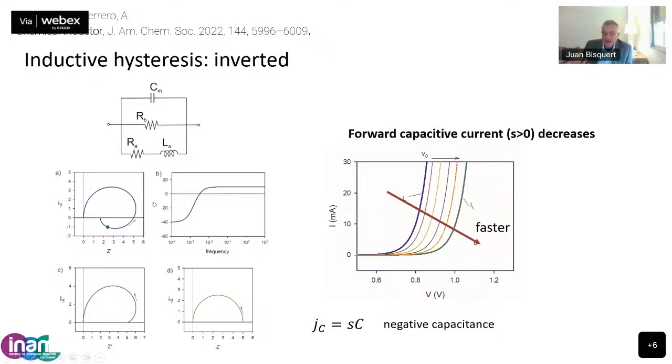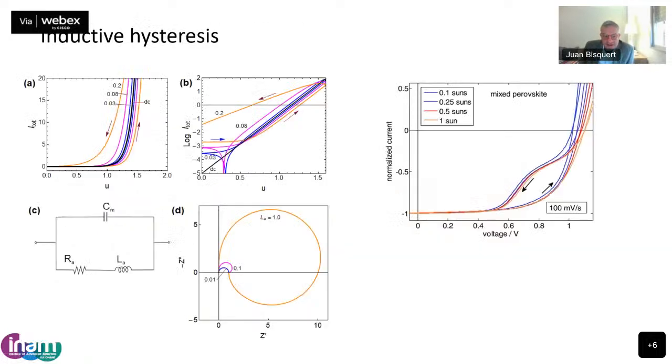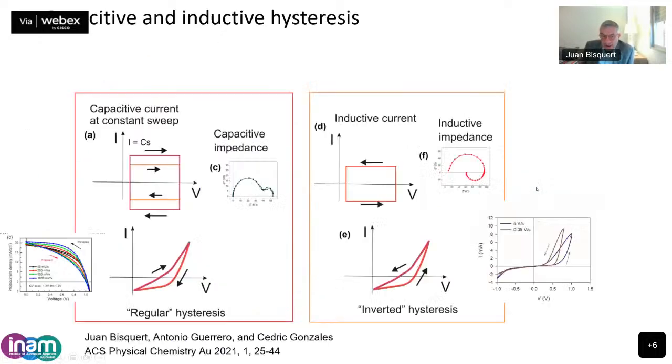So we have to explain the two types of hysteresis. And here is the typical inverted hysteresis when you will be dominated by the inductive, so that we can make this summary of concepts. We can have capacitive hysteresis with normal capacitive response with normal hysteresis, but if at very low frequency you are dominated by an inductive impedance, then it's going to be the other way around, and we call it inverted hysteresis.